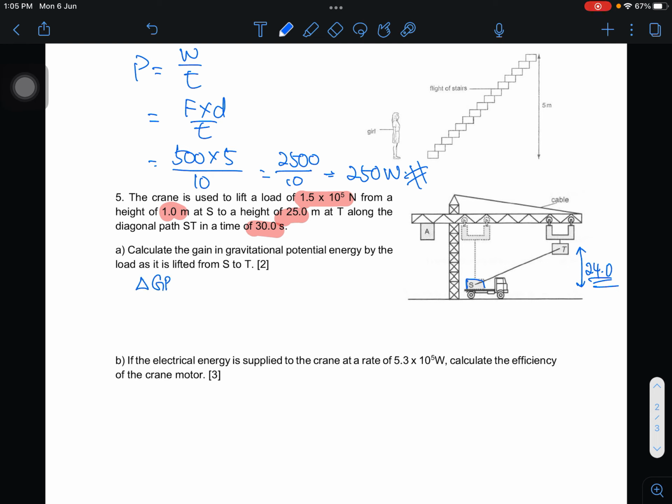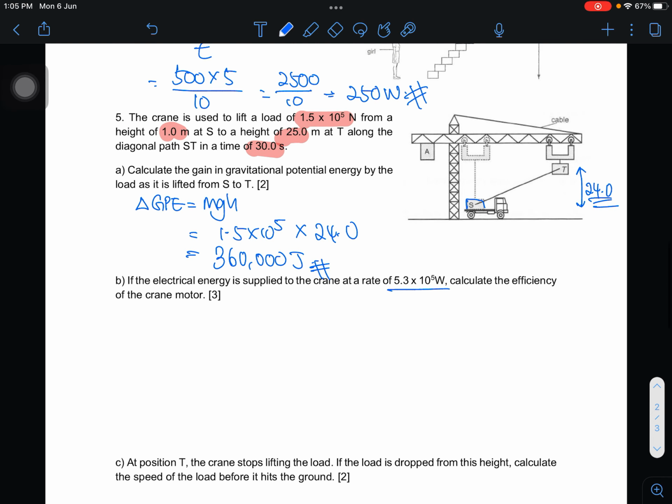So gain in GPE, do not just put GPE. Gain in GPE is mgh. What's m? I don't have m, but they already gave me the weight, right? A load of 1.5 times 10 power 5. So in this case, mg is weight. So it's 1.5 times 10 power 5, and multiply by height, which is 24.0. And then what do I get? 1.5 times 10 power 5 times 24. 360,000 joules.